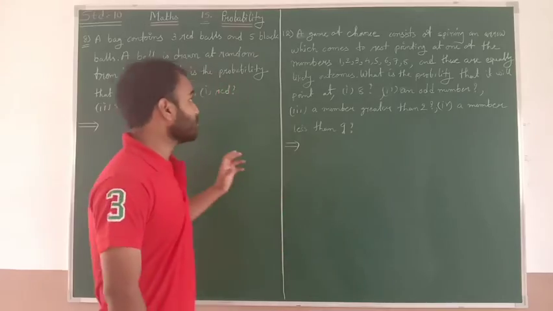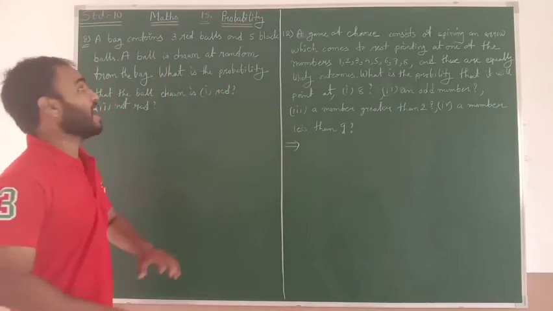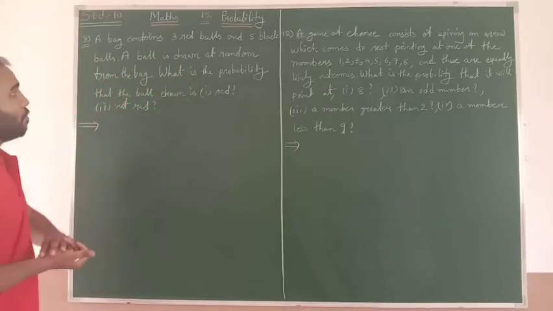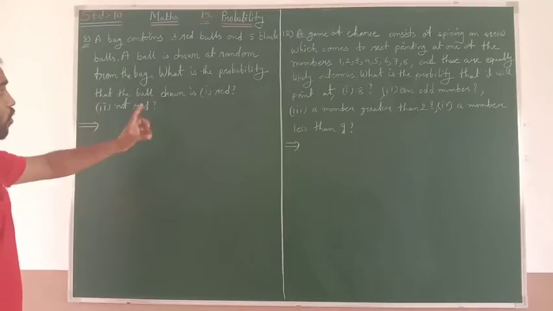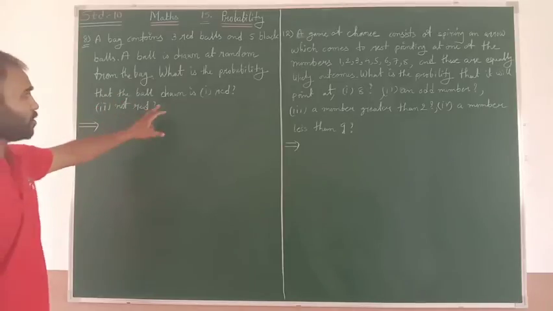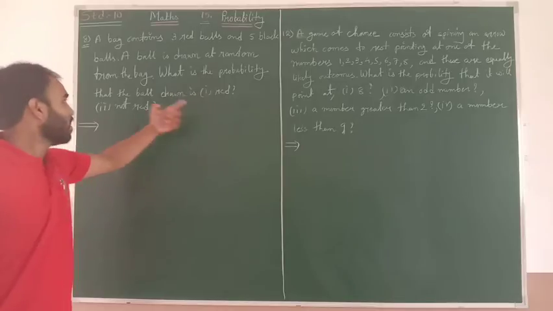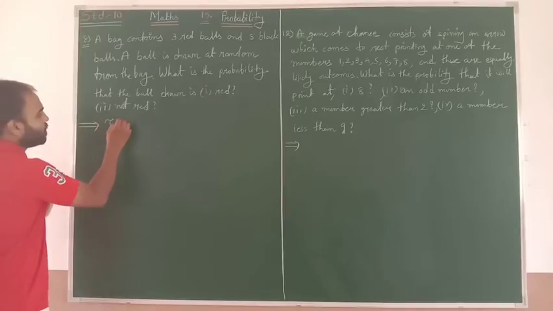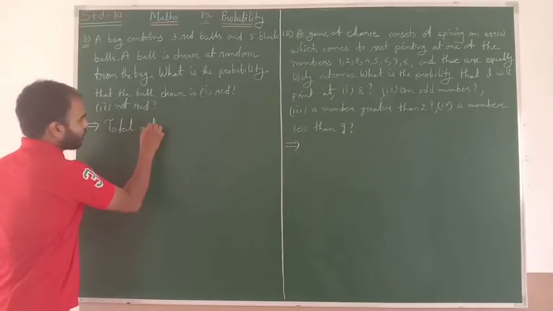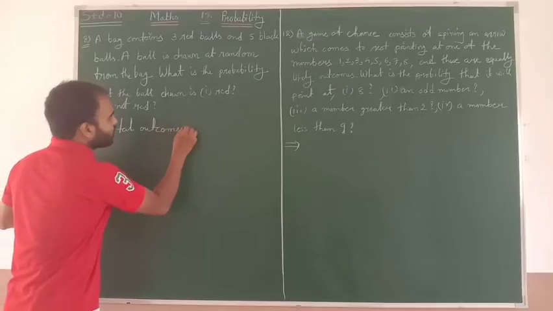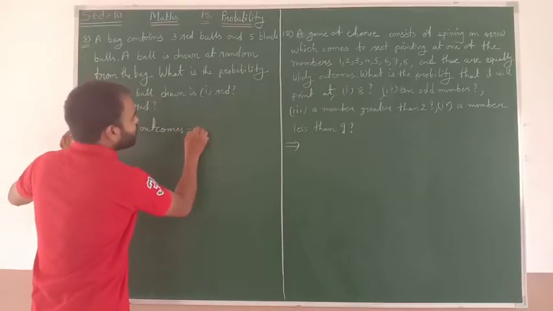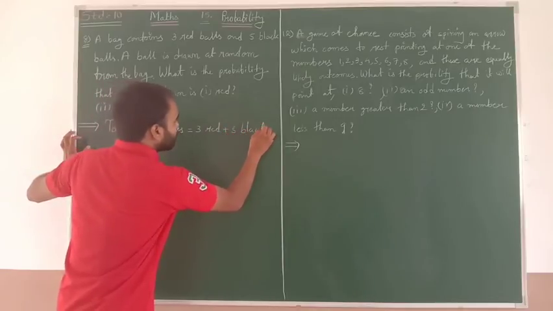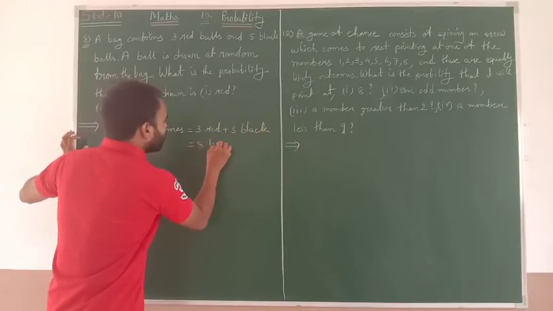Okay, so now we take the next sum. A bag contains 3 red balls and 5 black balls. A ball is drawn at random from the bag. What is the probability that the ball drawn is red, or that the ball is not red? So first of all, what will be the total outcomes? The total outcomes equal the total number of balls, that is 3 red plus 5 black. So there are 8 balls in total.